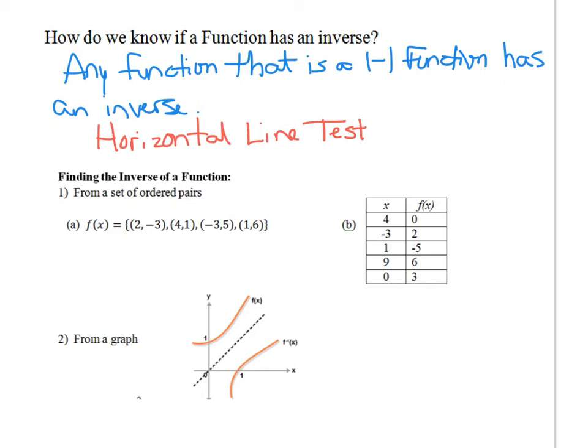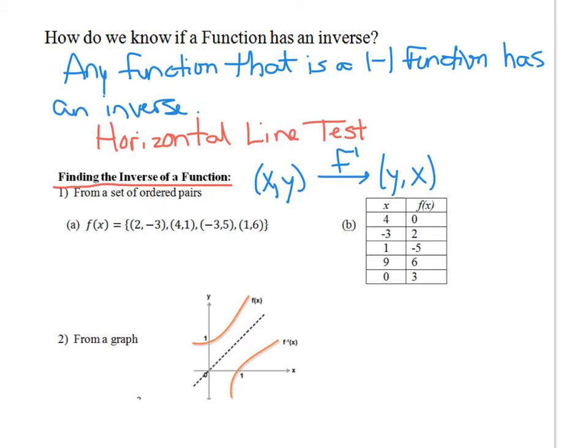Now in our next few examples, we're going to take a look at finding the inverse of a function. We're going to see that there are 3 different ways of looking for an inverse of a function. You'll recall that if we want to find an inverse of any ordered pair (x, y), when we do the inverse of that ordered pair, it's going to give us the new ordered pair (y, x).